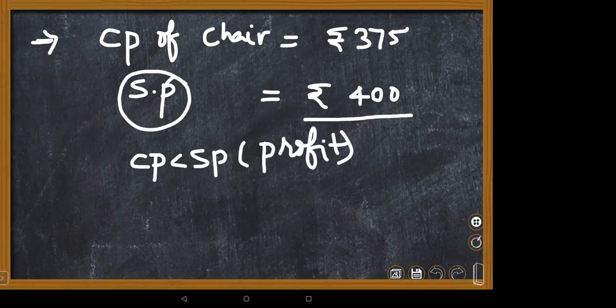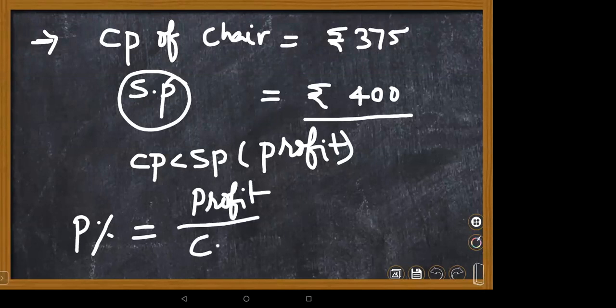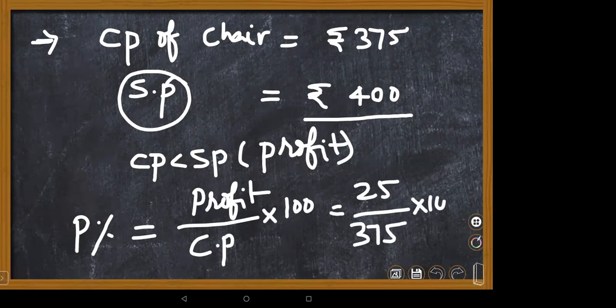So what do you want to find? Profit percentage you want to find, children. Profit percentage is nothing but profit divided by CP. Always profit or loss will be calculated on CP. So 25 divided by 375 multiplied by 100. Come on, please simplify and give the answer, children. I want only the simplest form.